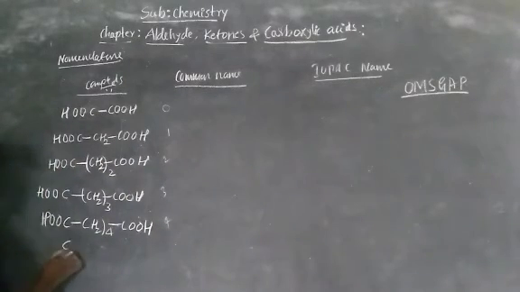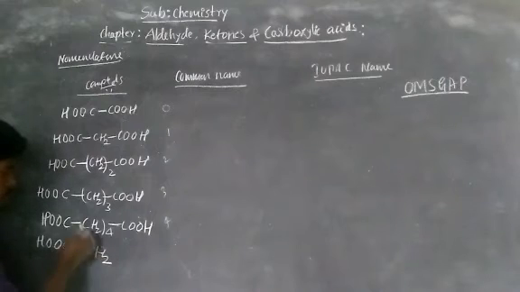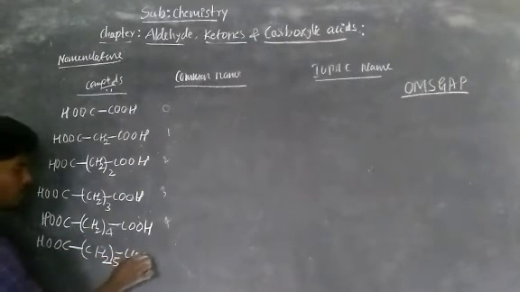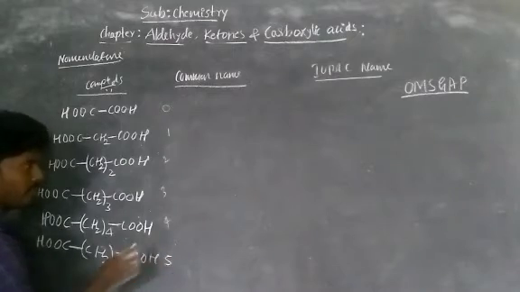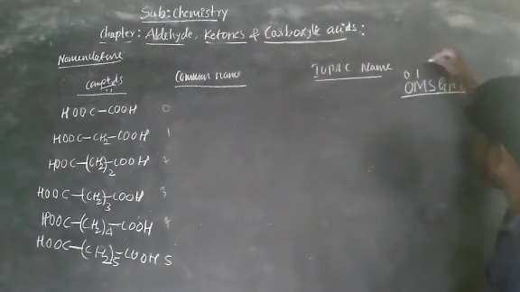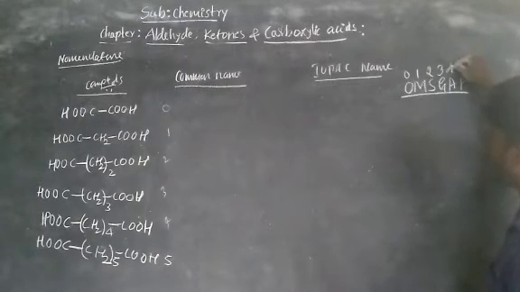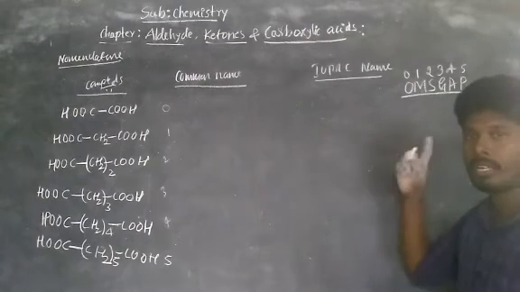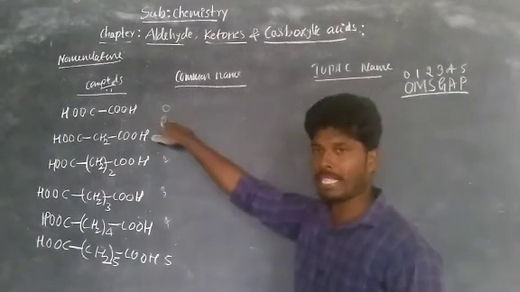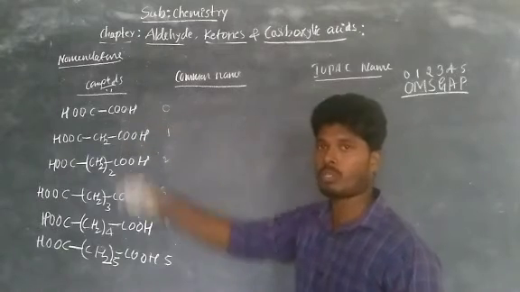Now again you can write one more, that is COOH bond CH2 4 times. Now write 5 times, bond COOH. Here 5. Okay. O is nothing but 0. M is nothing but 1. S is nothing but 2. G is nothing but 3. A means 4. P means 5. These are the number of CH2 groups. Now O means oxalic acid. There is no CH2 group.